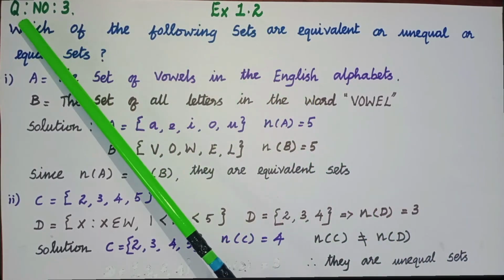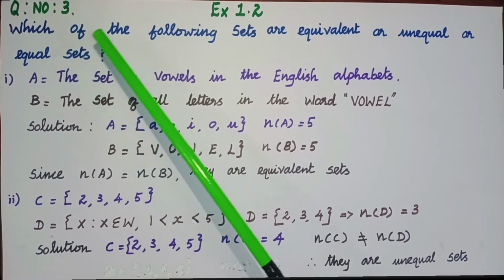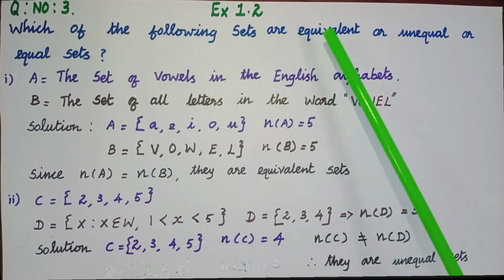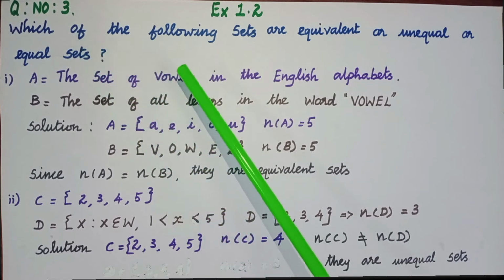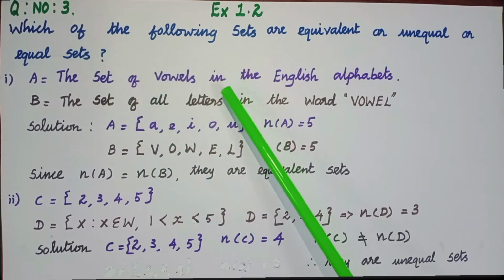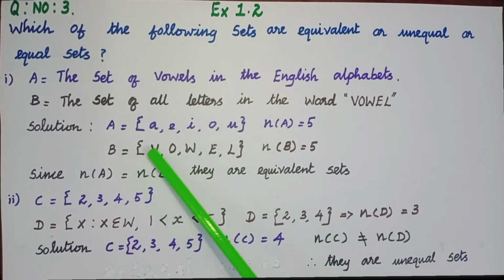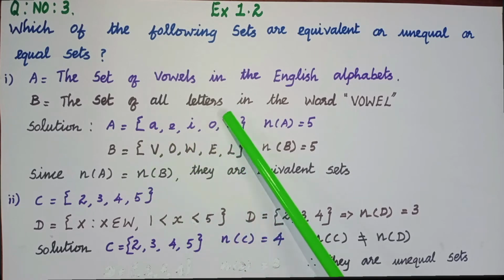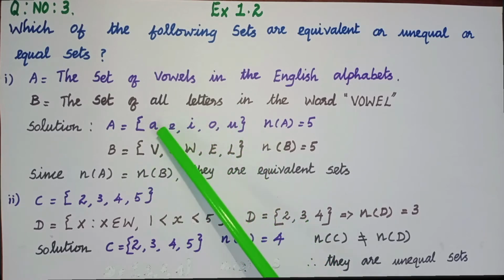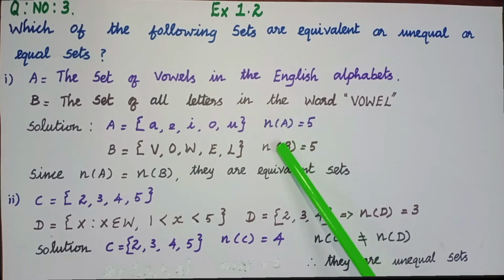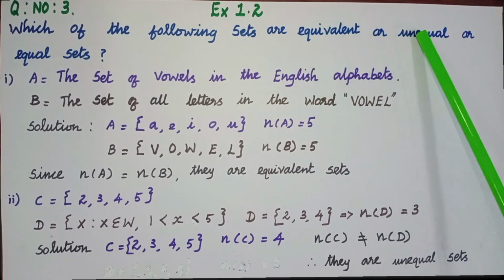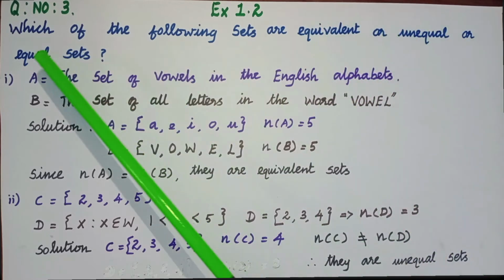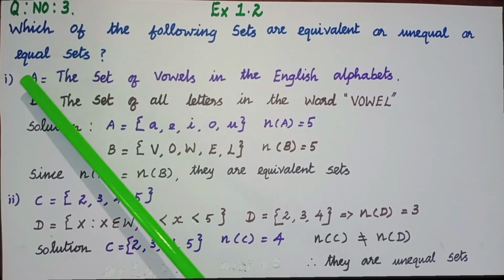Exercise 1.2, question number 3. Which of the following sets are equivalent or unequal or equal sets? Here, for the given two sets, we list the elements in roster form and then compare the elements of both the sets as well as the cardinality of both the sets. Then we find whether it is an equivalent set, unequal set or equal set.